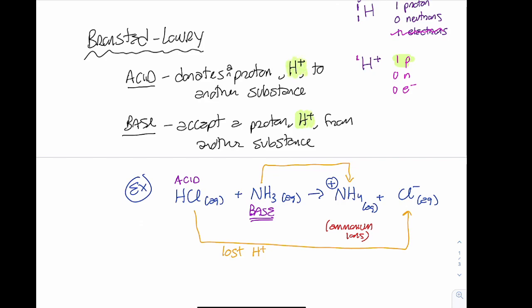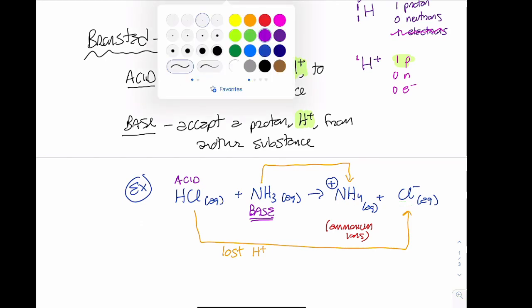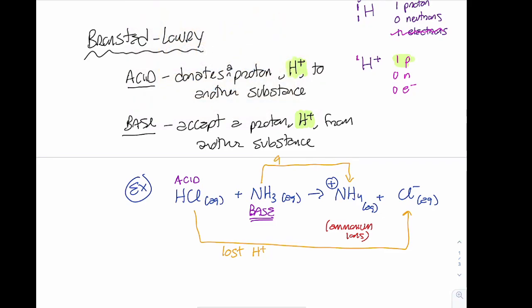And then if I look at my acid, here chlorine is bonded to hydrogen. Here I don't have a hydrogen, so I donated it, right? It lost it. So that is my acid. This gained H plus, right? My base is my acceptor, my acid is my donator. So essentially my acid gave that proton to NH3. That's how NH3 became NH4 plus and how HCl became Cl minus.